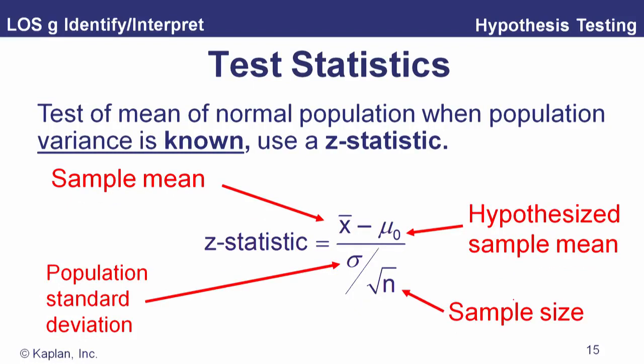Test of a mean of a normal population when population variance is known, we can use a z-statistic for sure. And in that case, we've got the population standard deviation there, but that's all. That's the only difference from what we saw for the t-statistic. Now the critical value is going to be different for the t-test than for the z-test, but in terms of the test statistic itself, it's just the same, except one has the sample standard deviation, and in the other, for whatever reason, we know the true standard deviation.